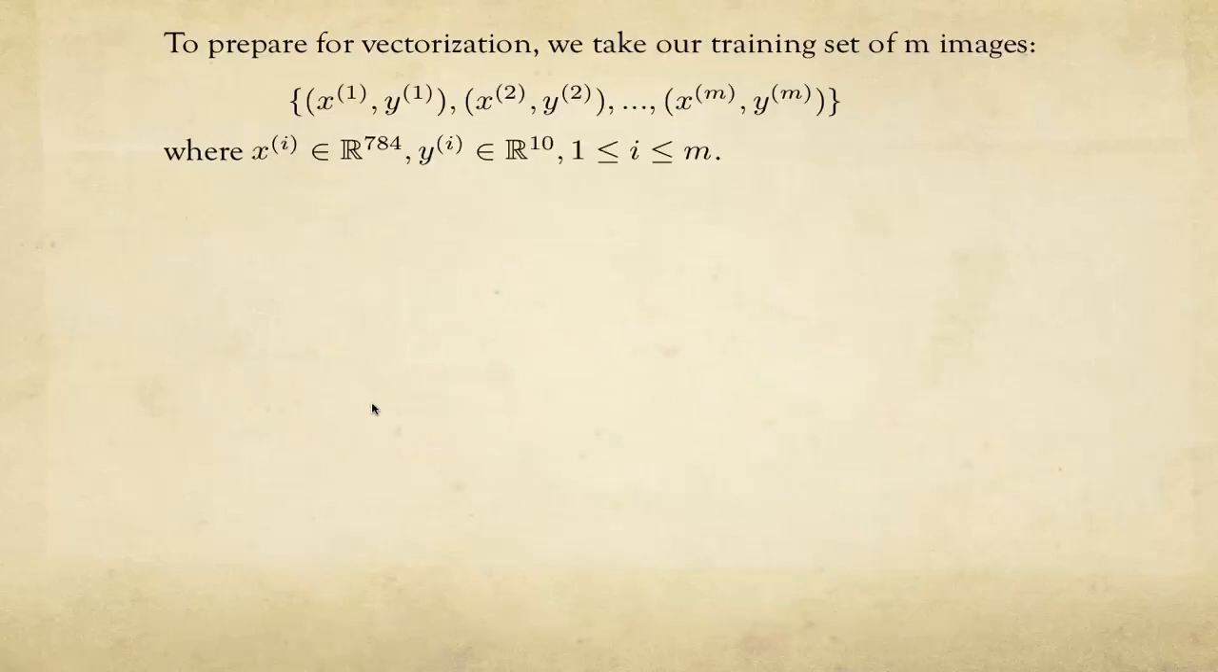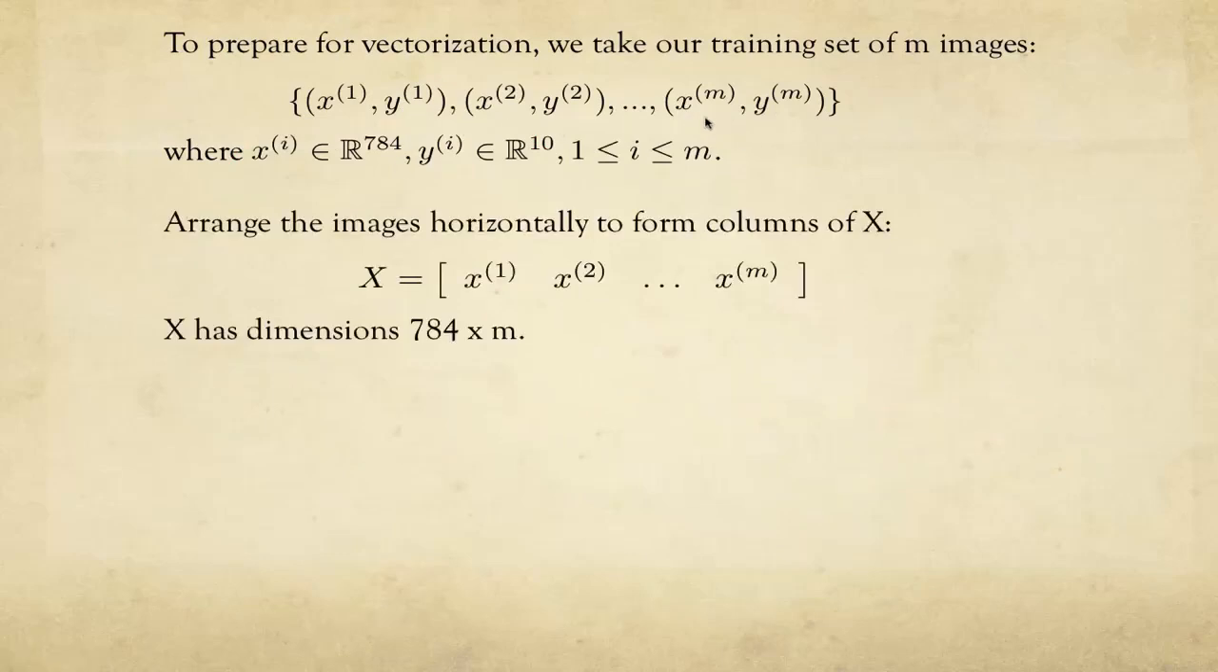Okay, so to prepare for vectorization, let's say we have a training set of M labeled images. We take out all the images, x1 to xm, and we horizontally form the columns of big X. This is one image column of 784 by 1, this is another image, etc. So these are the M images, and we have a big matrix of all the pixel values of all these images. This should have 784 rows, because that's the dimension of each image, and M columns, because M is the number of images in the training set.